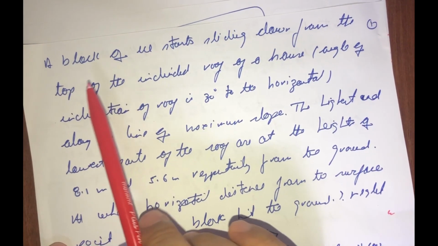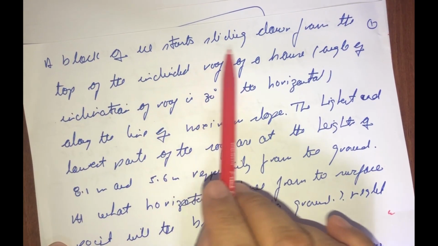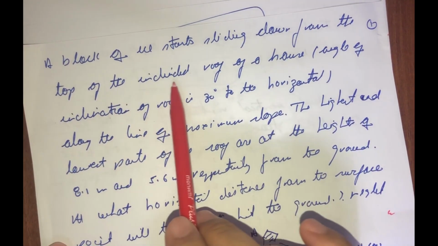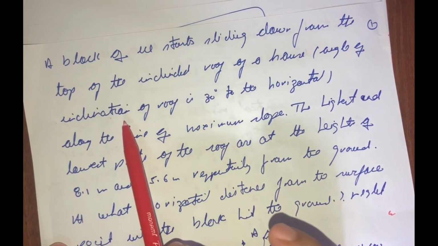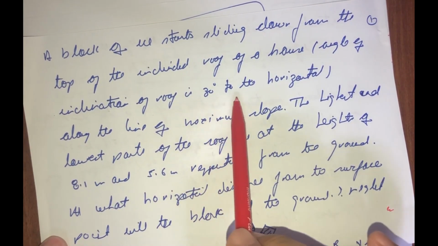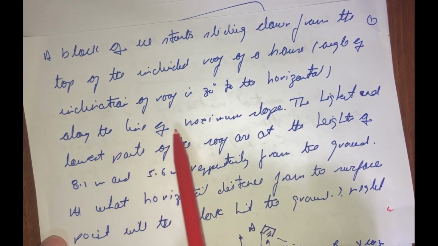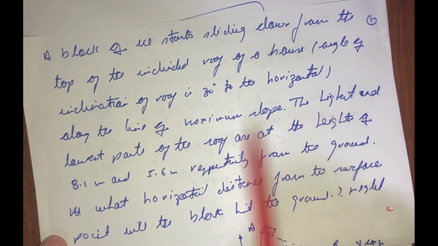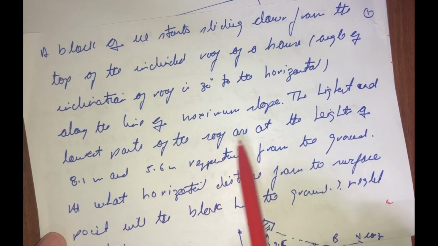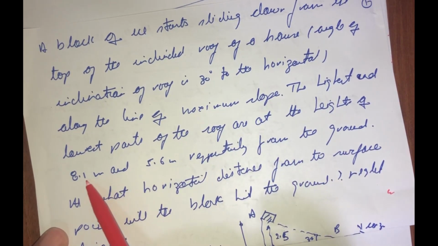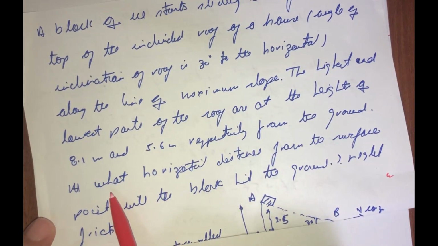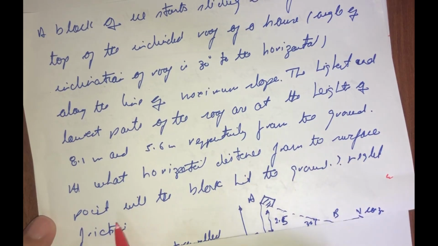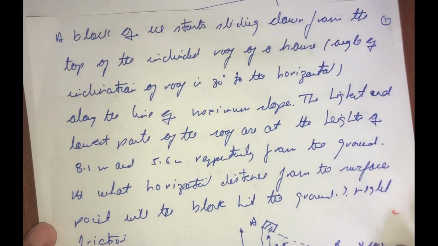This is a very interesting question. A block of ice starts sliding down from the top of the inclined roof of a house. The angle of inclination of the roof is 30 degrees to the horizontal along the line of maximum slope. The highest and the lowest parts of the roof are at heights of 8.1 meters and 5.6 meters respectively from the ground. At what horizontal distance from the surface point will the block hit the ground, neglecting the friction?